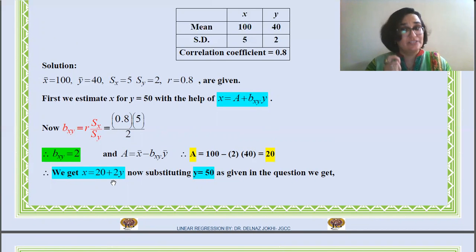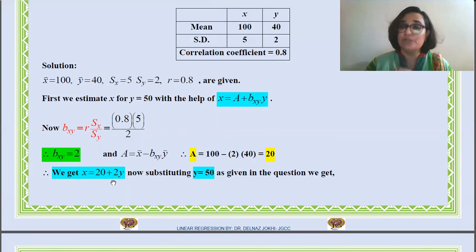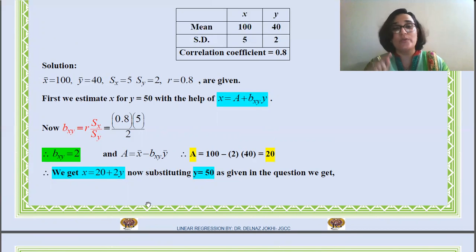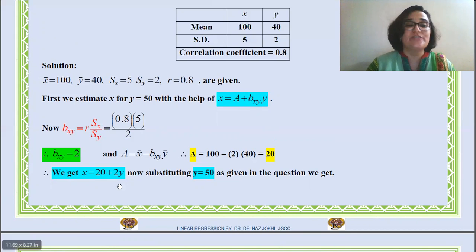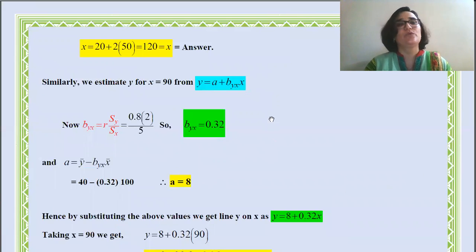ढूंढना क्या था? सिर्फ आपको line ढूंढनी थी, सिर्फ equation ढूंढना था? नहीं. I told you that you will be given the independent variable, which is y over here. With the help of y is equal to 50, when you substitute the value over here, you will estimate the value of x. Perfect. So, what do you get? Substitute 50. 20 plus 2 into 50 gives you 20 plus 100 is equal to 120 is the estimated value of x. That's your first answer.